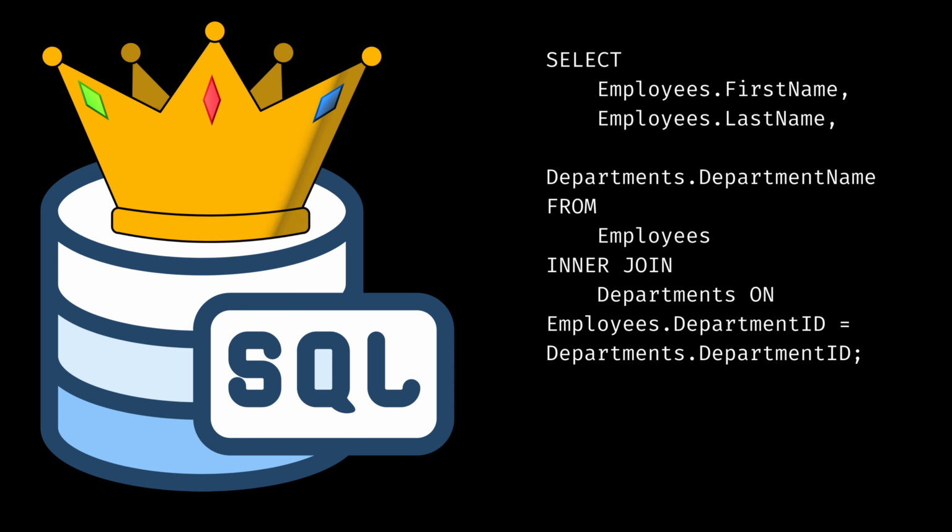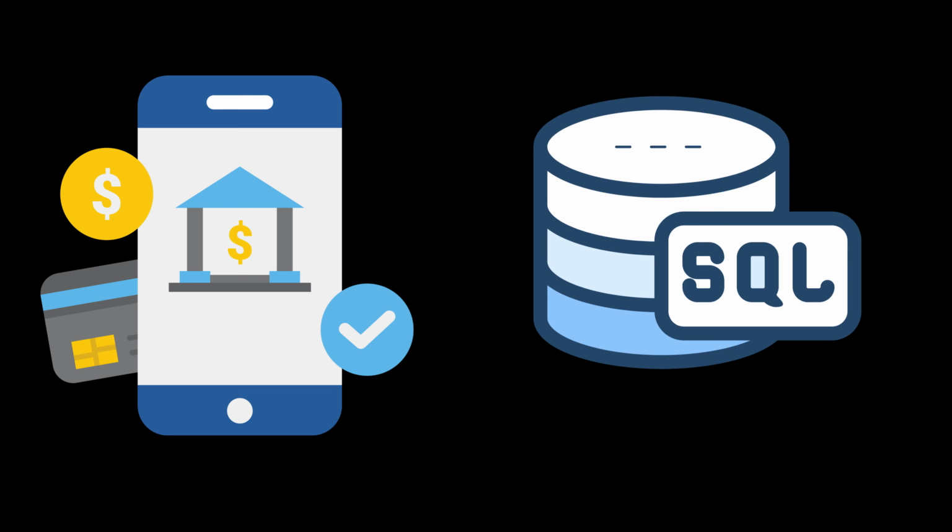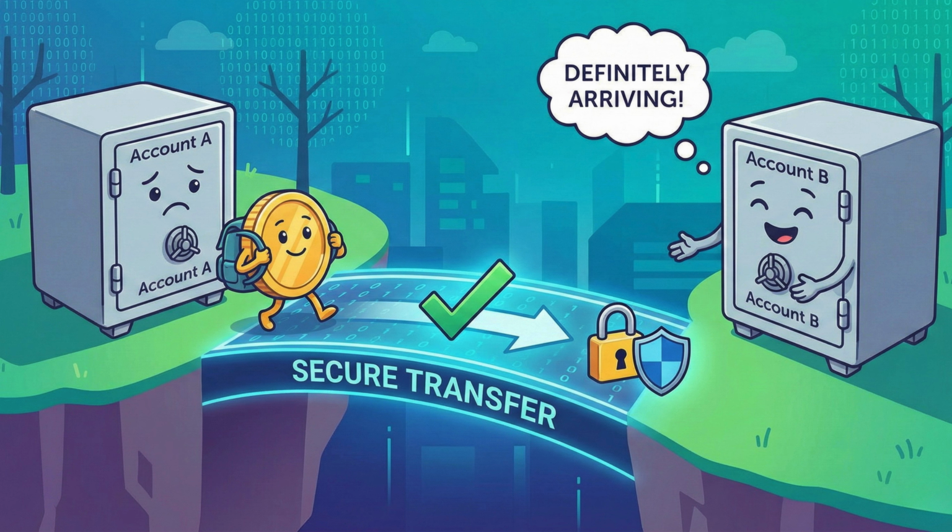Finally, we have to talk about relationships and reliability. SQL is the king of relationships. It uses something called joins to connect data across different tables without duplicating it. It also adheres to ACID properties, which guarantees that transactions are processed reliably. If you're building a banking app, you want SQL. You need to know that if money leaves account A, it definitely arrives in account B.